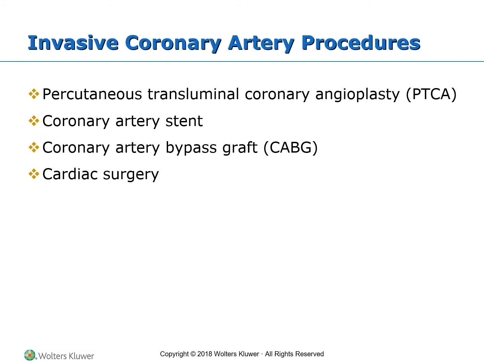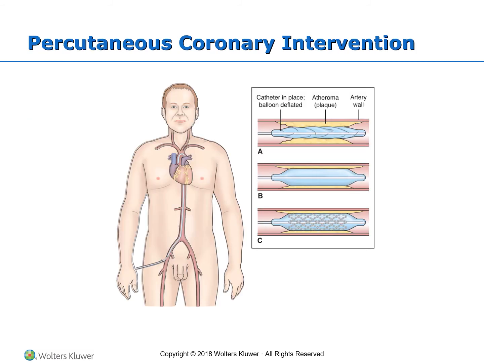Okay. There are different types of procedures that can be done. They can have a percutaneous transluminal coronary angioplasty. They can have coronary artery stent placement. They can have coronary artery bypass graft, CABG, surgery or other cardiac surgeries. Okay. PCI is an invasive procedure that's done through the skin as a puncture site instead of actually doing a surgical incision.